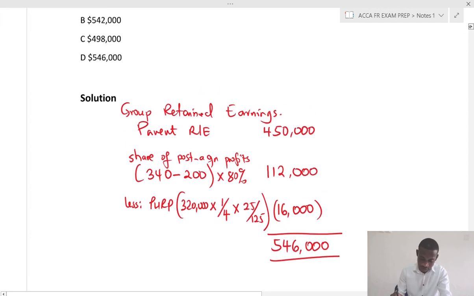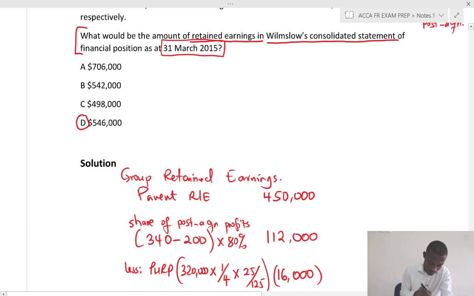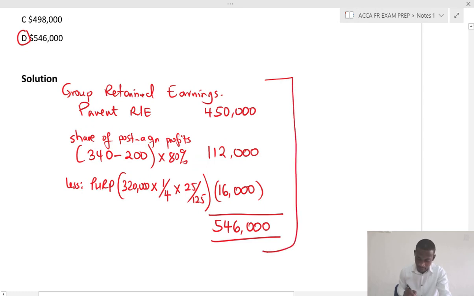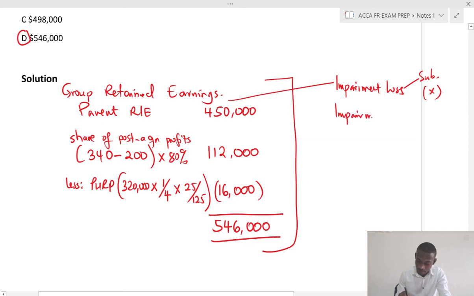So with this, let's see the options. That should be option D. Now remember that there are other details that are relevant where we are adjusting for the group retained earnings. For example, where we have an impairment loss, the impairment loss on the subsidiary is deducted. Where there is an impairment loss from an associate, it is also deducted.